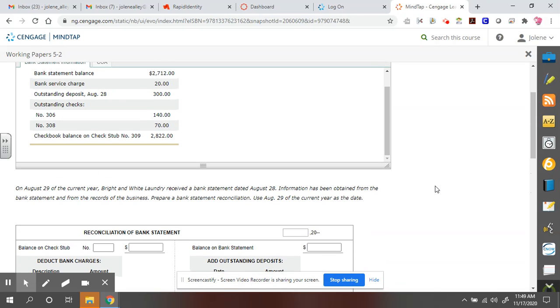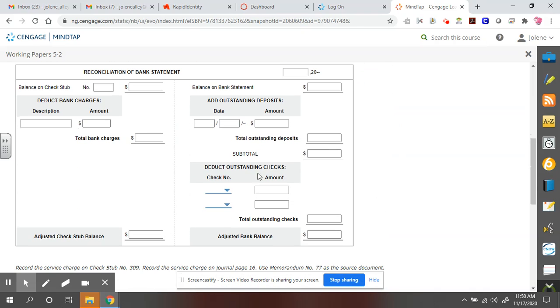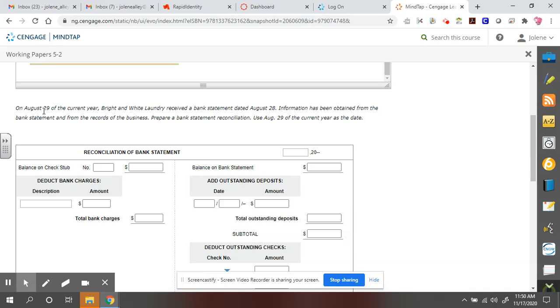So I'm on page 134 in the book, and here's the information that we need. So we're just going to plug it in down here at the appropriate place. It says right here, on August 29th of the current year, Bright and White Laundry received a bank statement dated August 28th. The information has been obtained from the bank statement and the records of the business. Prepare a bank statement reconciliation. Use August 29th of the current year. So right here, I'm putting August 29th.